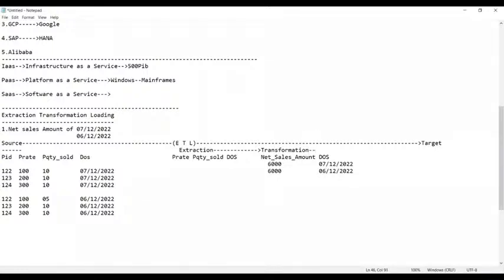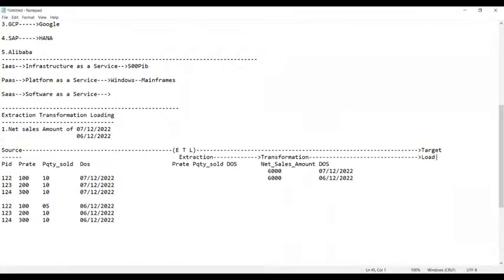And once the transformation is done, finally what do we do, guys? We load the data into the target system, whatever we have. Okay, everyone. So now, guys, to perform this process of extraction, transformation, and loading between the clouds, or we can say between the cloud and the on-prem system, cloud or on-prem.